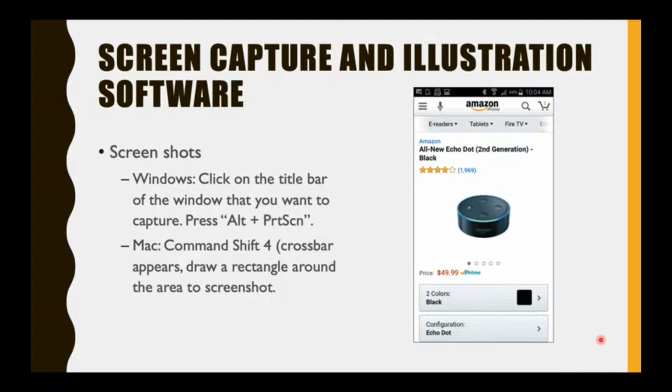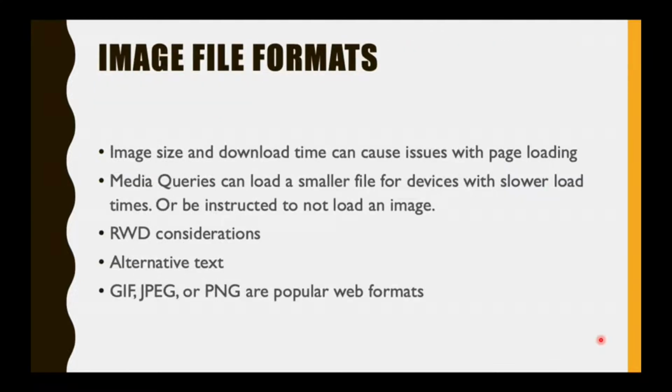And this is how you can do a screenshot. On Windows, press Alt Print Screen, and for a Mac, it's Command Shift 4. Image file formats. So remember RWD considerations.